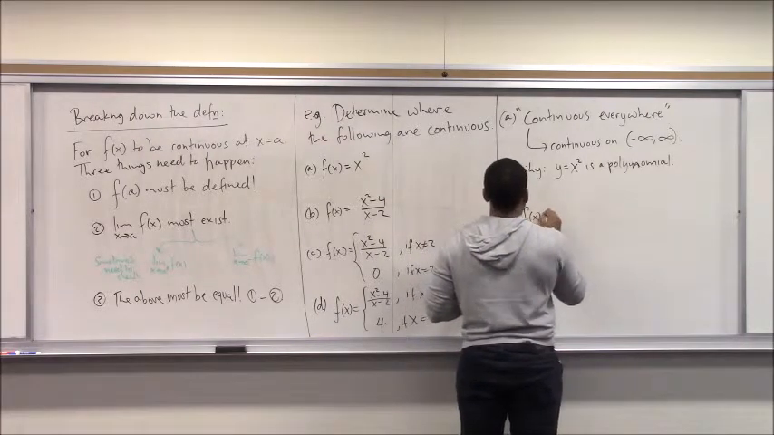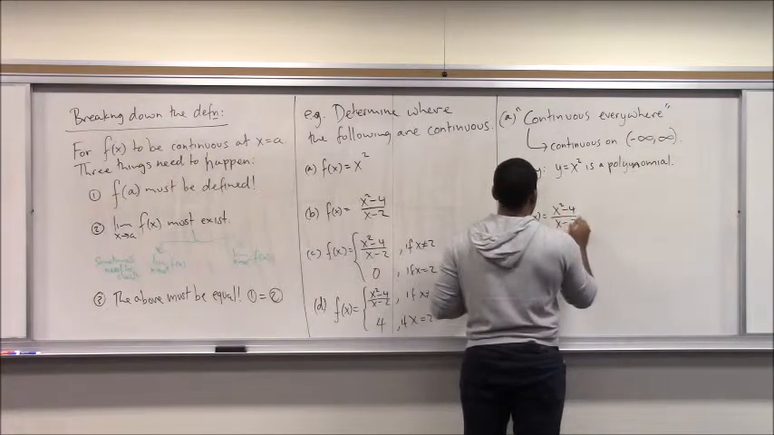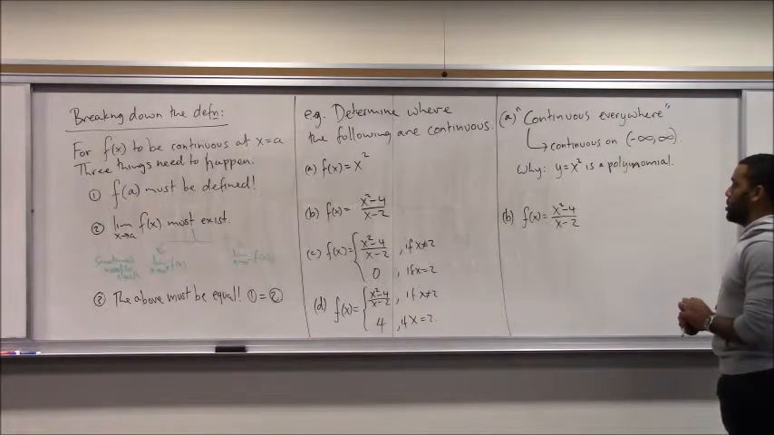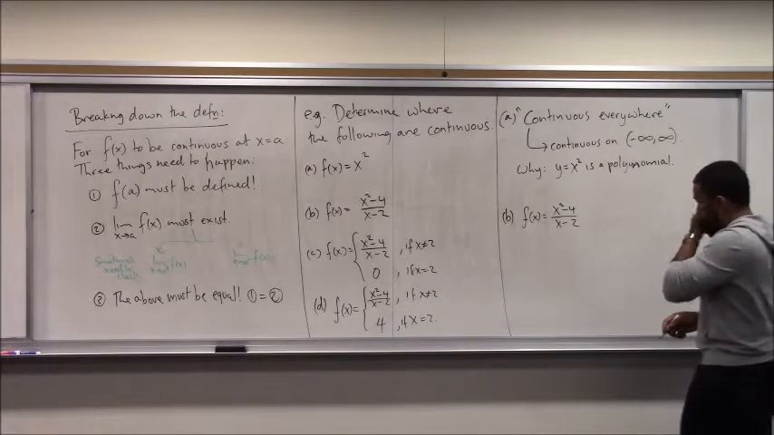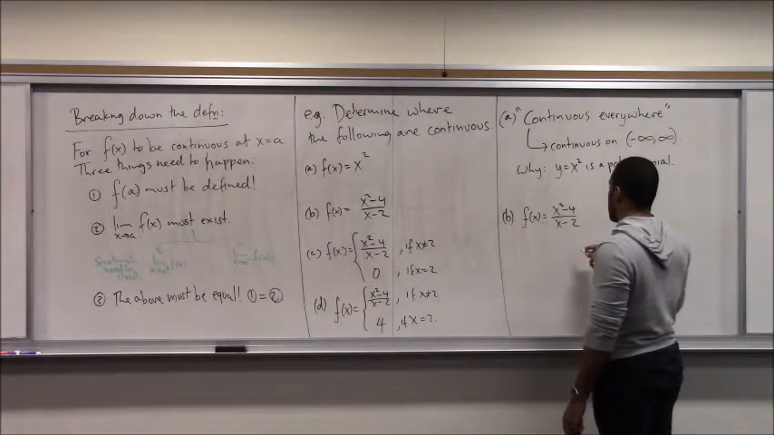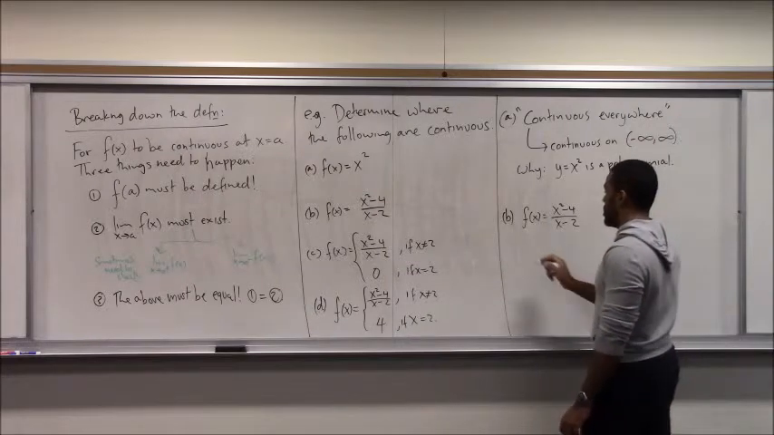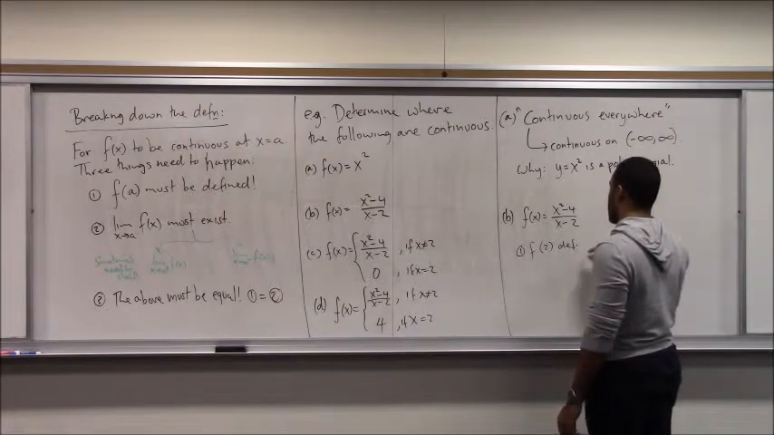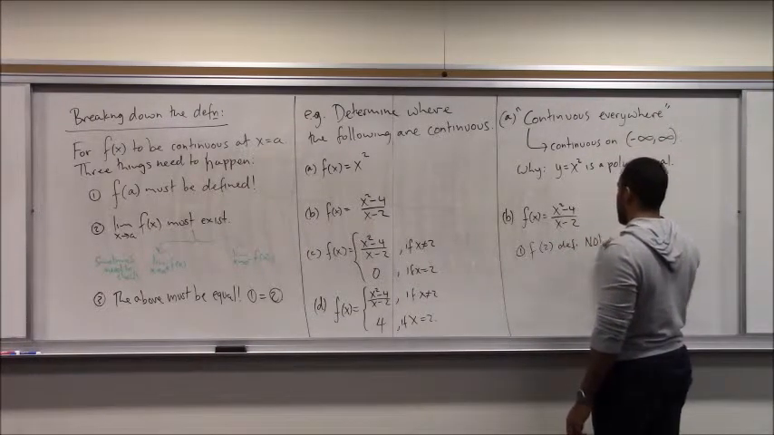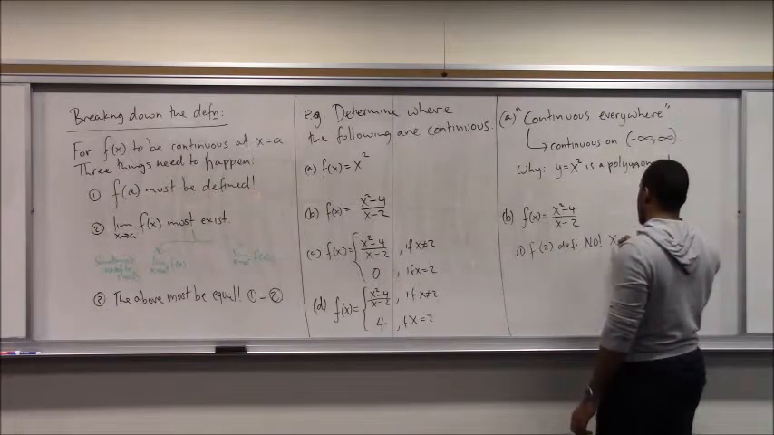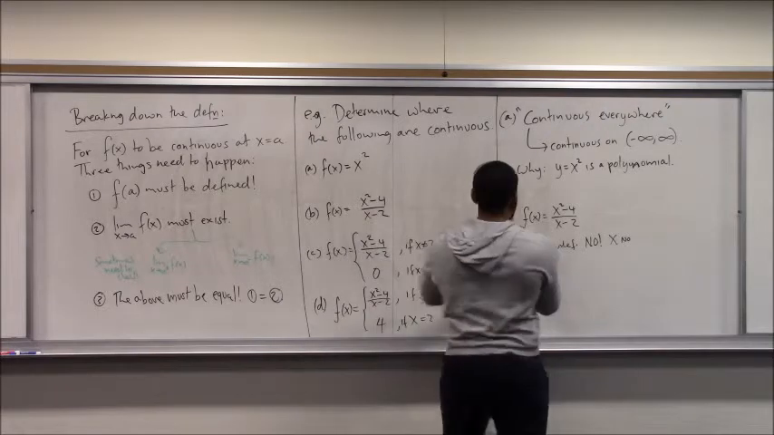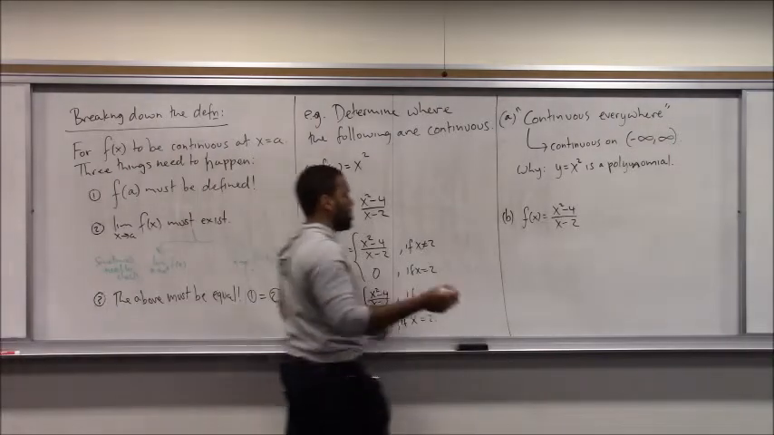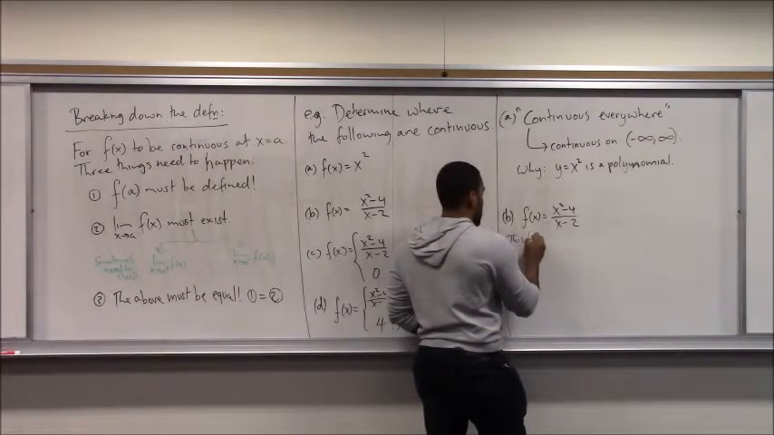Let's look at B. Everywhere except 2. Now, everywhere except -2. So let's actually go through the check. Is f of 2 defined? The answer is no. So that automatically means not continuous at 2. But I can write down what you think here. So there's not continuous. This has a denominator.